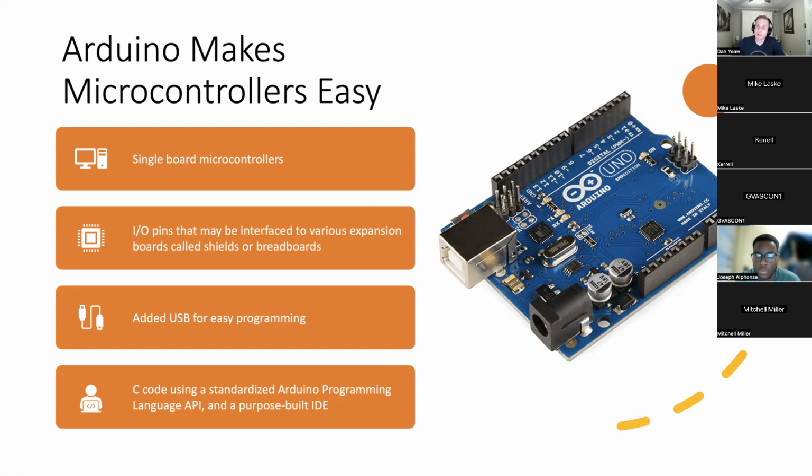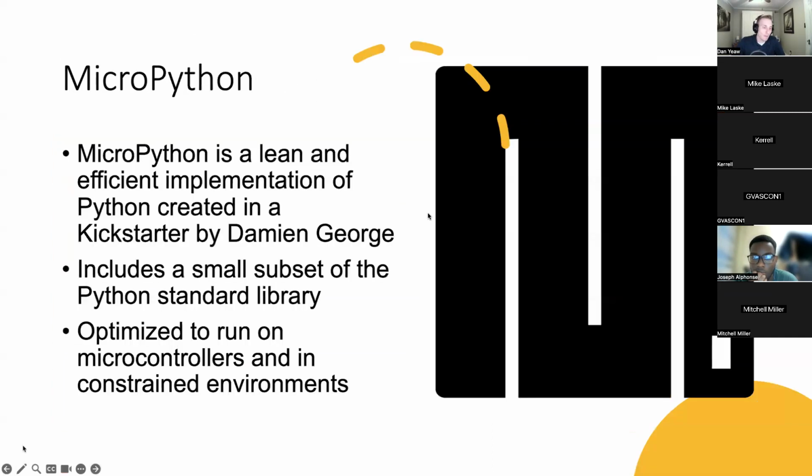They also added an Arduino programming language API on top of C, and also this purpose-built IDE. And this became way easier than trying to use an SDK and a development kit to get programming. So this is an Arduino Uno, like in the picture. Those are still very popular and sold a lot, but they're definitely more focused on the C programming side of things.